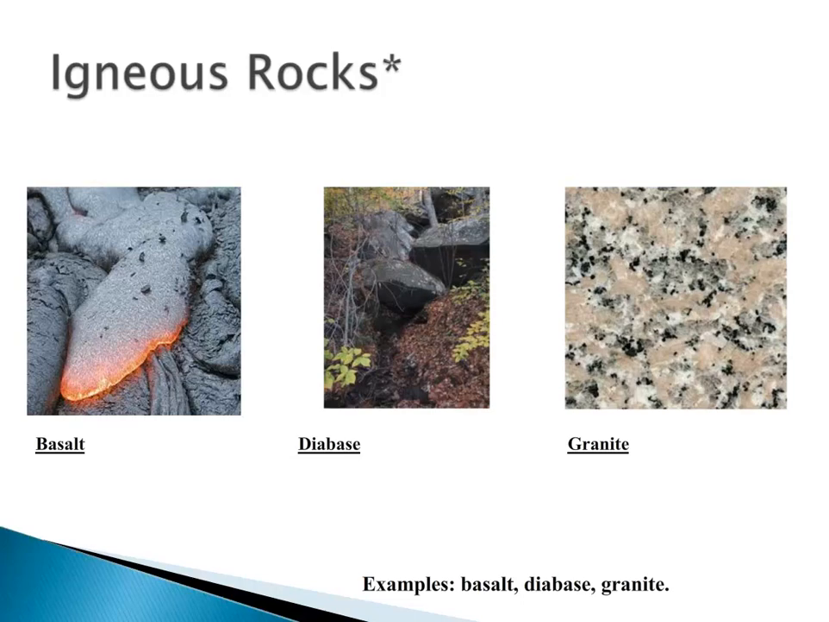So igneous is Latin for fire, and what this means is these are rocks that basically come straight from magma that comes from the mantle. Now there are three different examples here. There's basalt, there's also diabase and granite. These are all examples of igneous rock. So now what I want you to do is think about where you would find these potentially on the rock cycle. Okay, so that's what I wanted you guys to know for the slide.